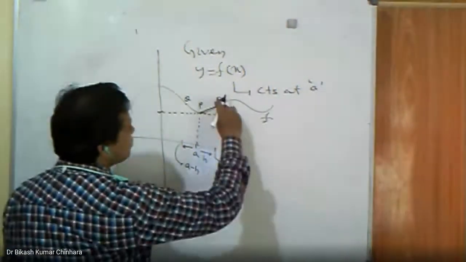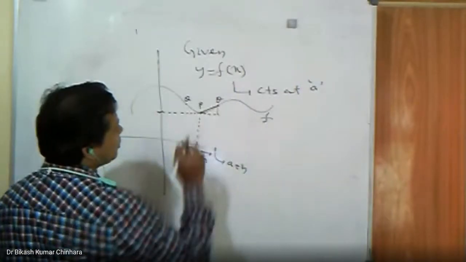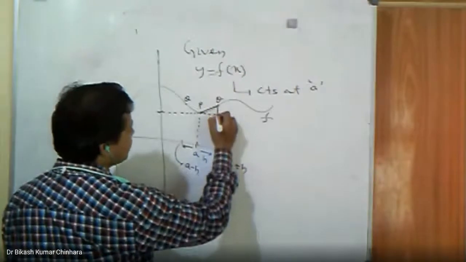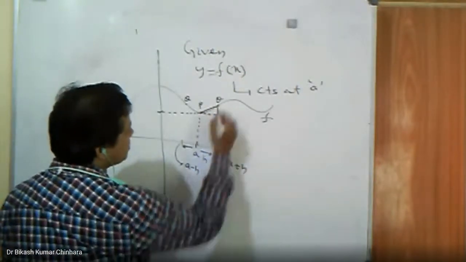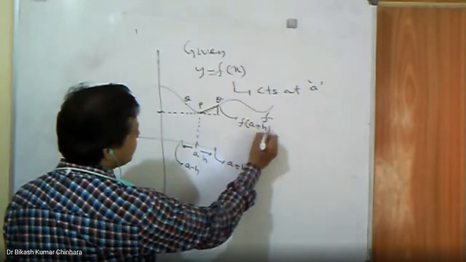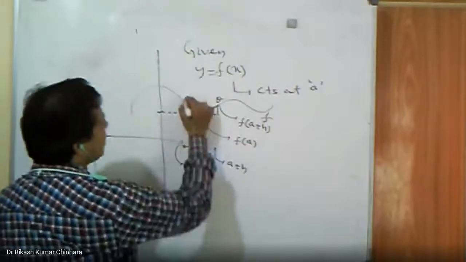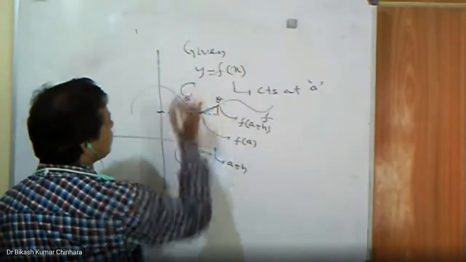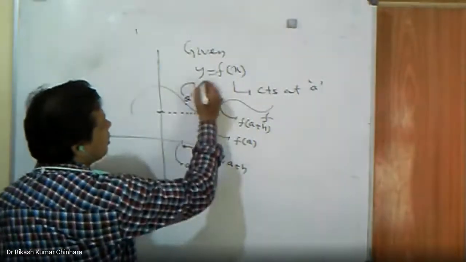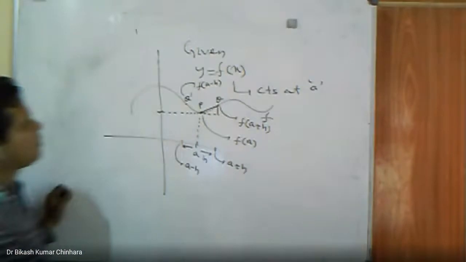So what should be its value? This is A plus h. So this will be F evaluated at A plus h. And this will be F evaluated at A. And this point, suppose I am writing Q prime. If you are getting confused, I am just writing Q prime. So this is becoming F of A minus h.